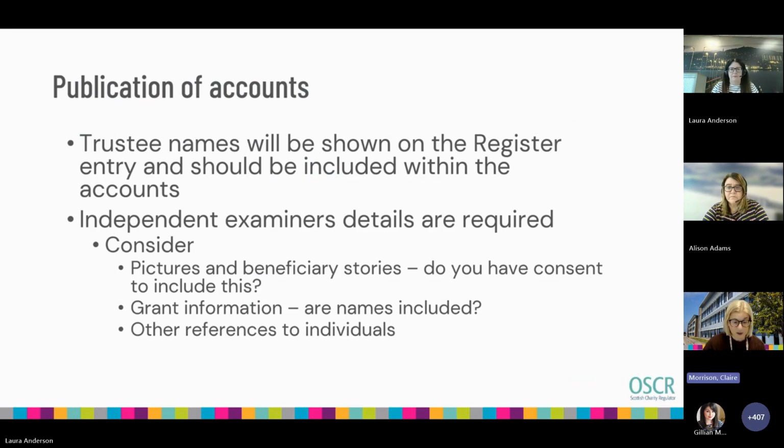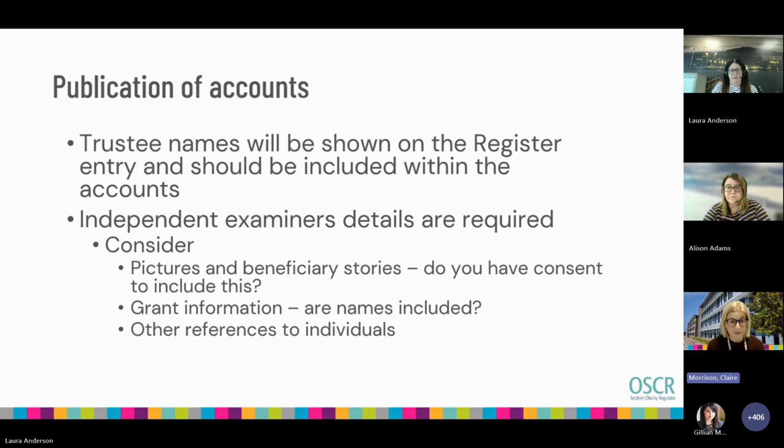And the final area I want to speak about is the publication of charity accounts. So from the 9th of March, we will begin publishing accounts for all charities on the register. We will publish any accounts which we receive on or after that date, regardless of which reporting period they relate to. But we will not be publishing any older accounts retrospectively. So publishing will start on the 9th of March, and anything received on or after that date will be published.